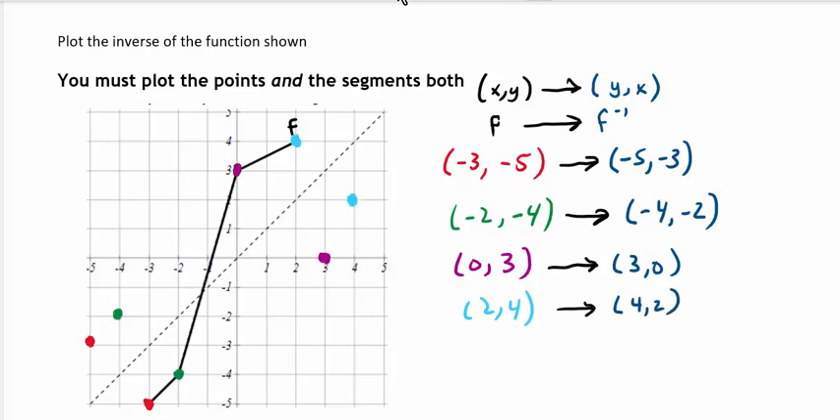Now all I have to do is connect with a line segment the red point to the green to the purple, and the purple to the cyan, and that is a decent plot of what f inverse would look like. Now you may have noticed this dashed line in the graph and wonder what that was.